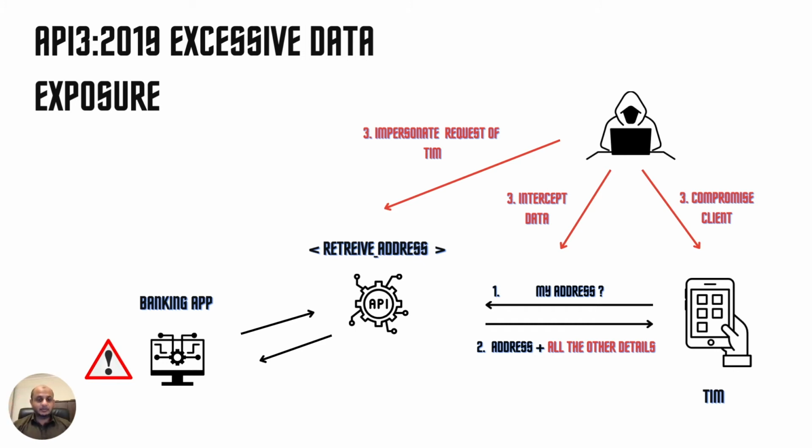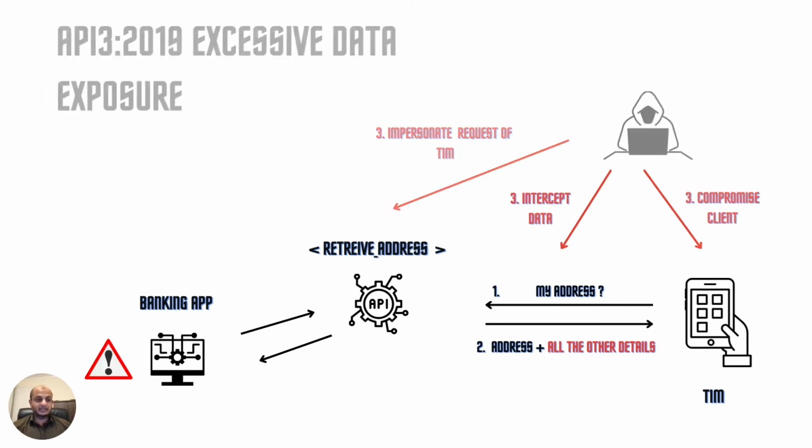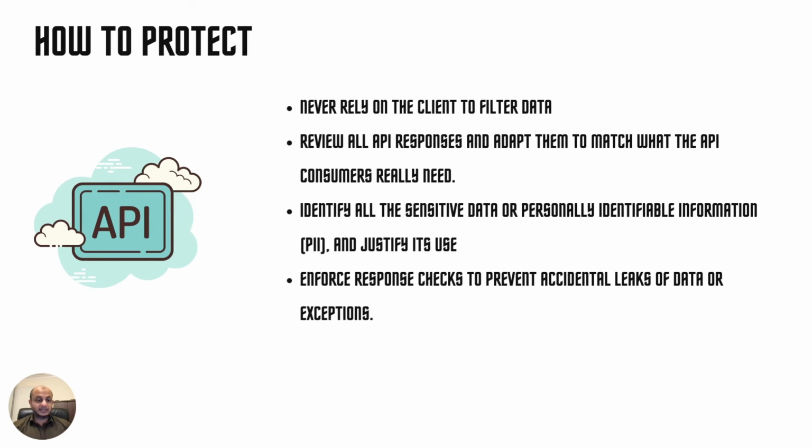What can I do? If I was an attacker, I can try to directly trick this API into sending me these details. I can try to intercept this data. I can try to compromise this client because I know the data will be stored there. So all these things you need to take into account, guys. Only show what is needed. Need to know. So how to protect it?